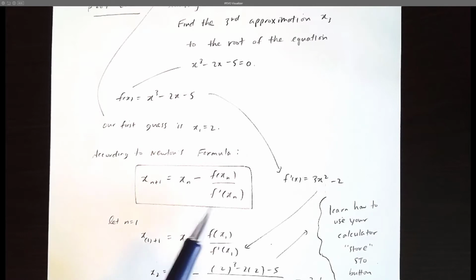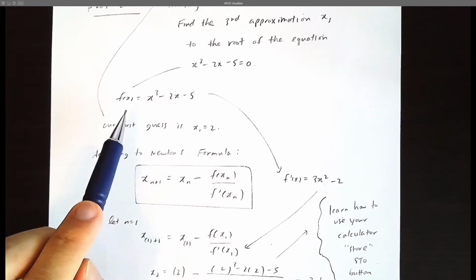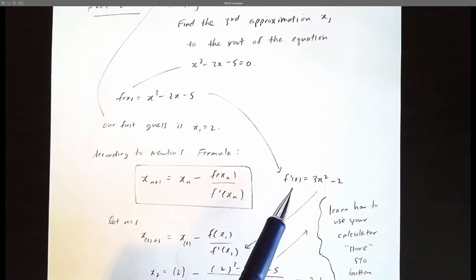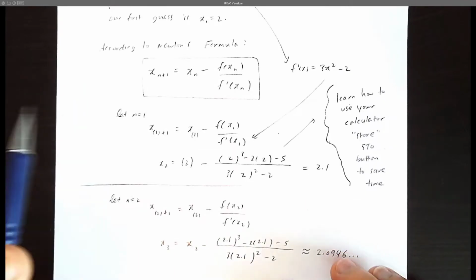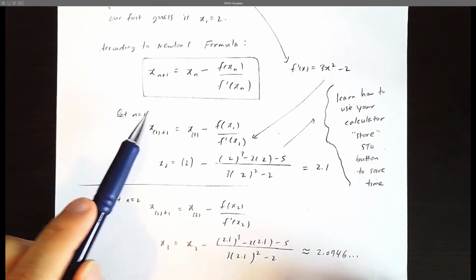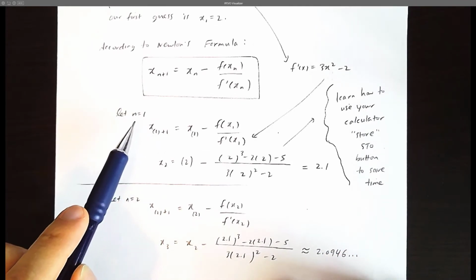Because we're using a derivative formula here, it's nice to take the f of x and figure out the derivative using the power rule. So f prime of x is equal to 3x squared minus 2. Then this is simply plug and chug using your calculator. We're going to begin by setting n equals 1.